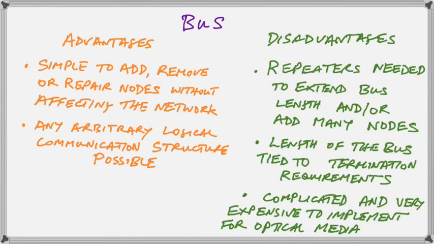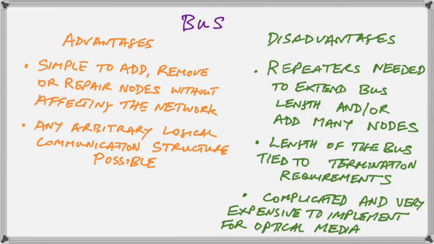Now, what about the bus? Well, the bus, which is actually the most popular of all, still has some disadvantages. The advantages of the bus are that it's really simple to add, remove, or repair nodes without affecting the network in any way. And we can set up any kind of logical communication structure so that there's no limitation on how the nodes may interact, communication-wise, talking to each other. We can design it any way we like, but there is no physical imposition of a specific communication strategy.